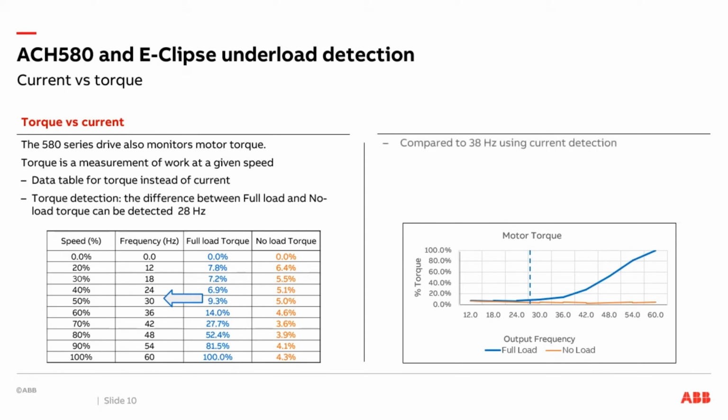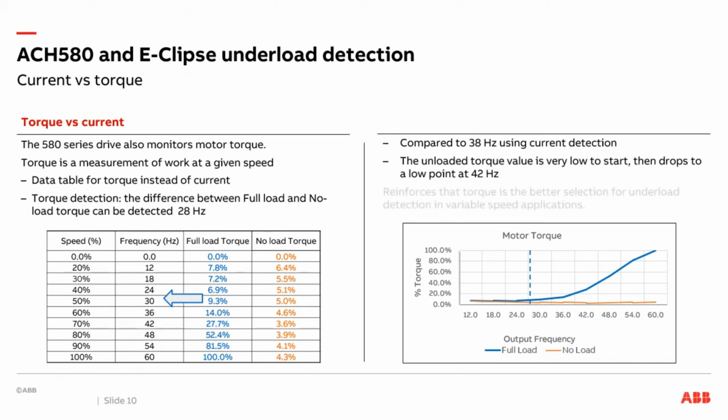Second, look at the low torque values for an unloaded motor. The torque starts low and drops off until the lowest point at about 42 Hertz. This reinforces the message that torque is the better choice for underload detection in variable speed applications.